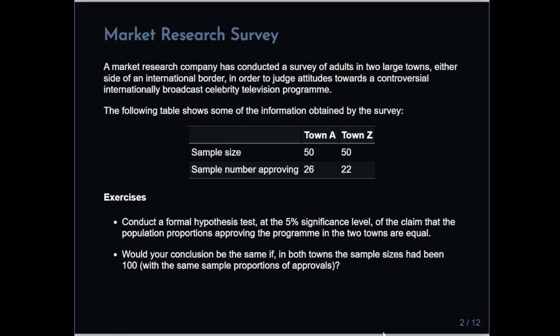Conduct a formal hypothesis test at a 5% significance level of the claim that the population proportions approving of the program in the two towns are equal. Would your conclusion be the same if in both towns the sample size had been 100 with the same sample proportions of approvals, i.e. 52 and 44 approvals out of 100?